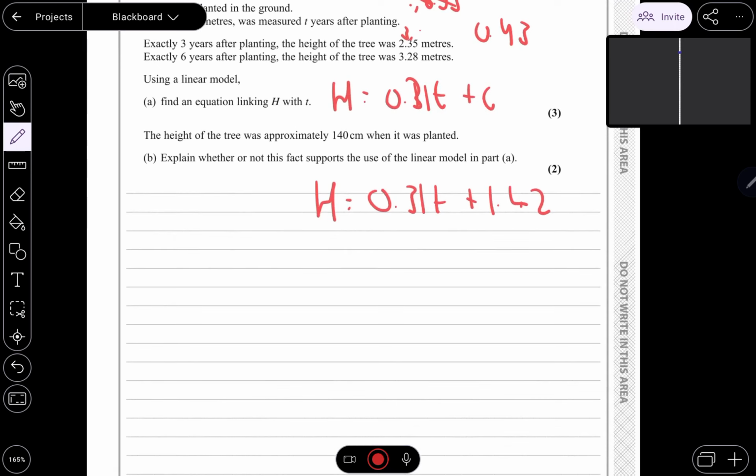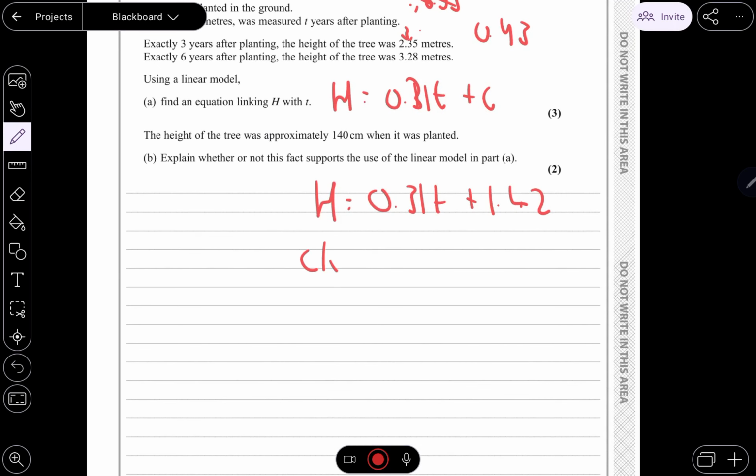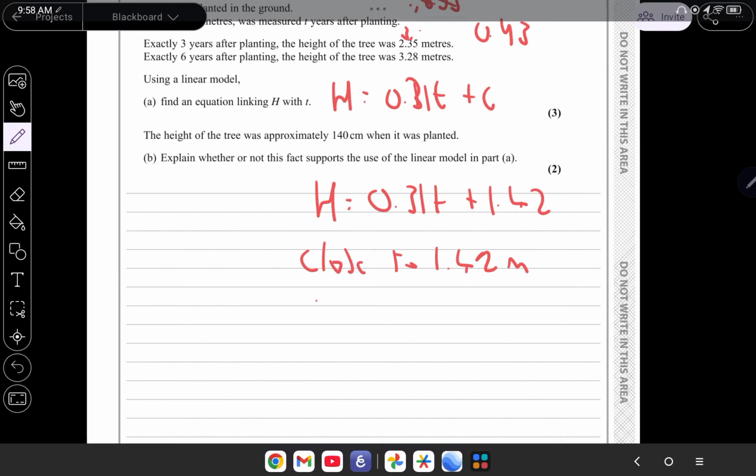Then we say 3 was approximately where it started. This is close to 1.42 meters. So decent.